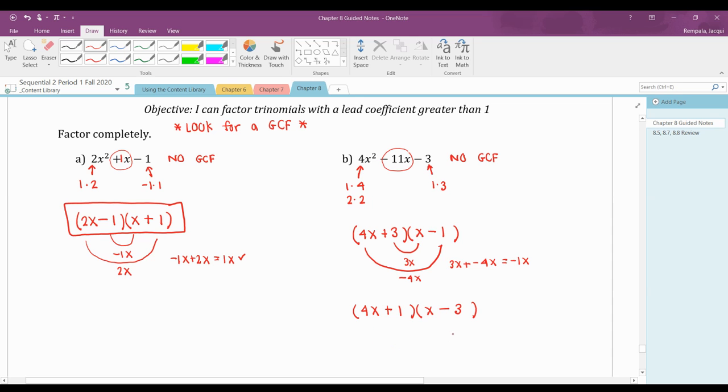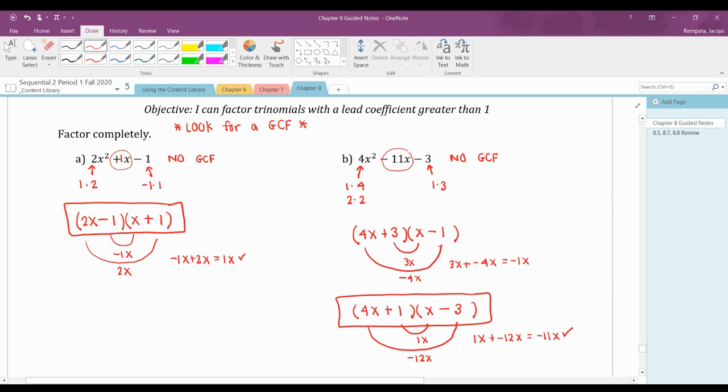So notice that I multiply the outside terms together. 4x times negative 3 is negative 12x. Then I multiply the inside terms together. Well, 1 times x is a 1x. I add those like terms. And notice that this time, 1x plus negative 12x gives us negative 11x. That's what I wanted because that's what's in the middle. So this is the answer that I'm going to circle.